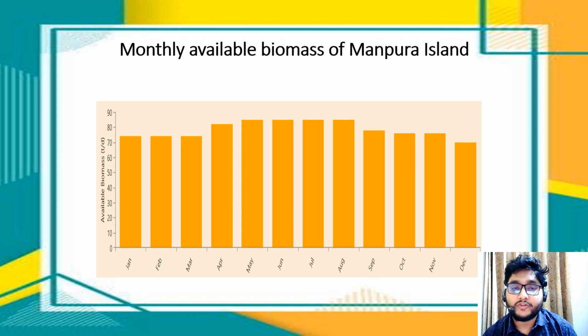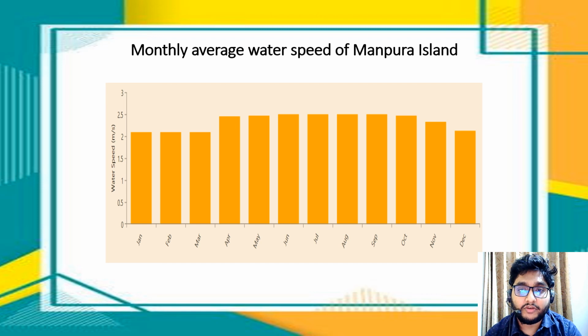Monthly available biomass of Manpura Island. This graph is also taken from the HOMER software. The input is given by us by calculating how much biomass we can collect from Manpura Island. This is the water speed for Manpura Island in meters per second, and on the x-axis there are months. This is also from the HOMER software.